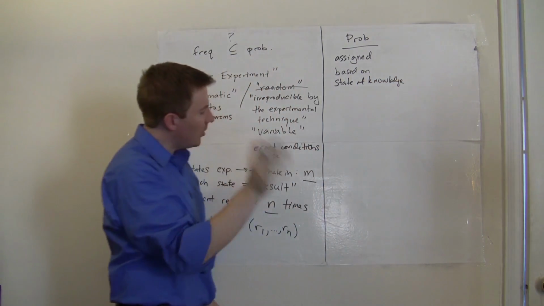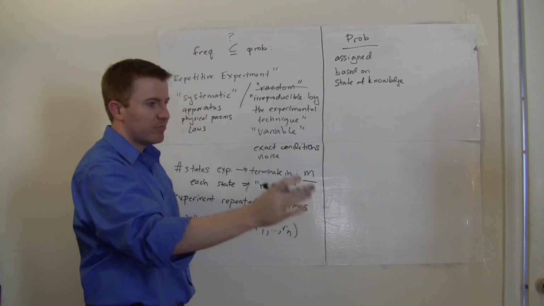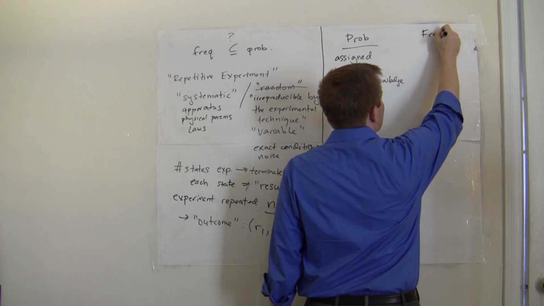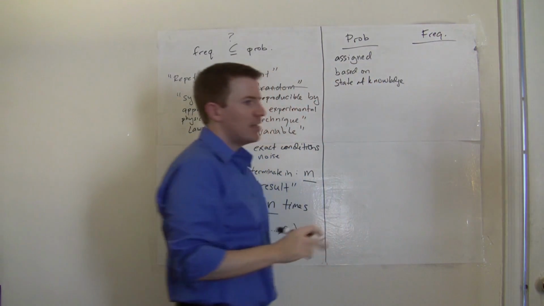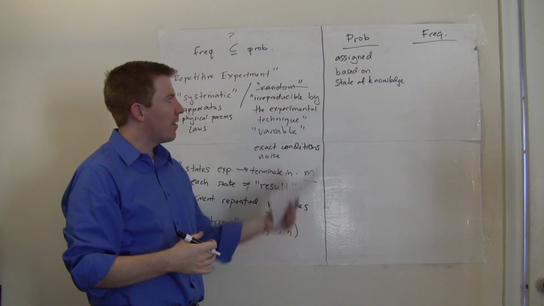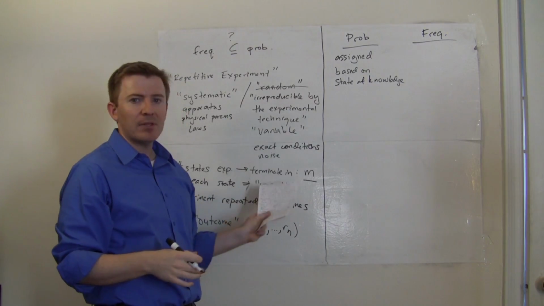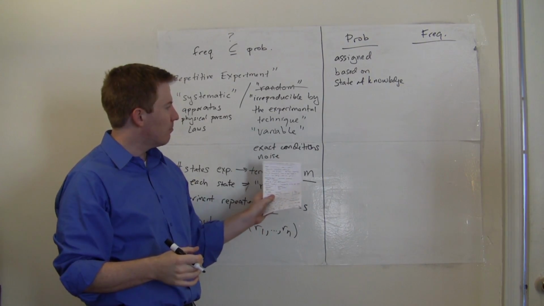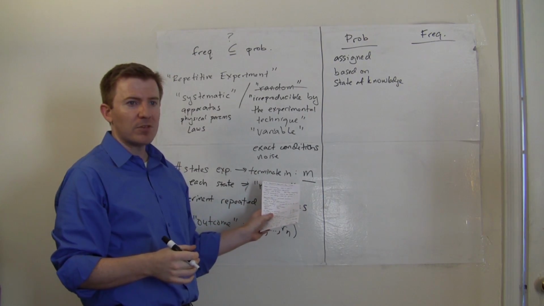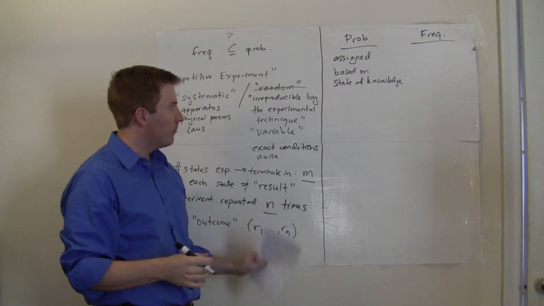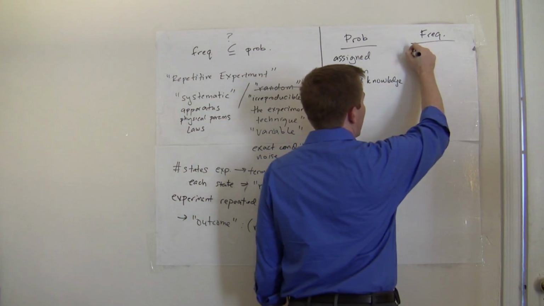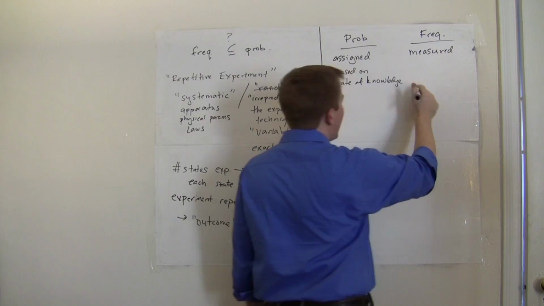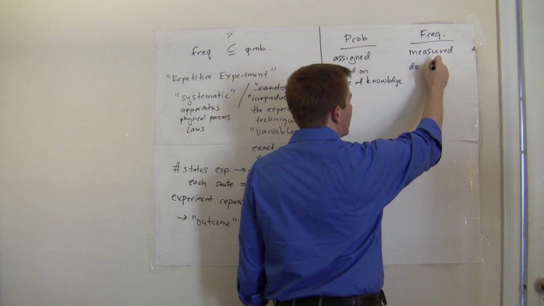In contrast, we might ask, what are the frequencies? What do we mean by frequency? That's just whatever we get by doing the experiment and tabulating the results, however it's defined, maybe how often we got one result or another in a particular outcome. So these are things that are measured, and do not depend on our state of knowledge.